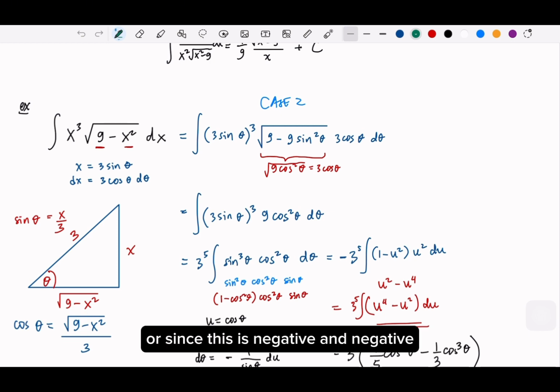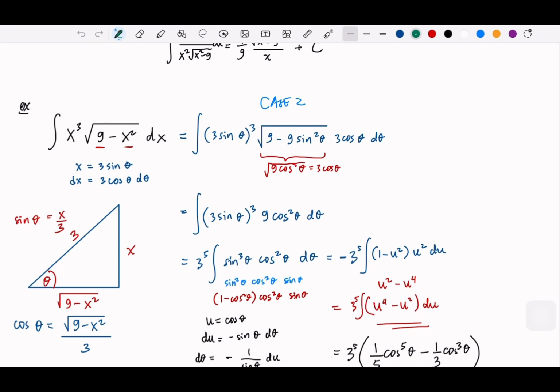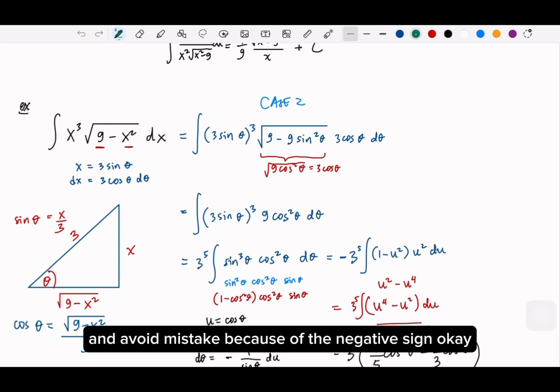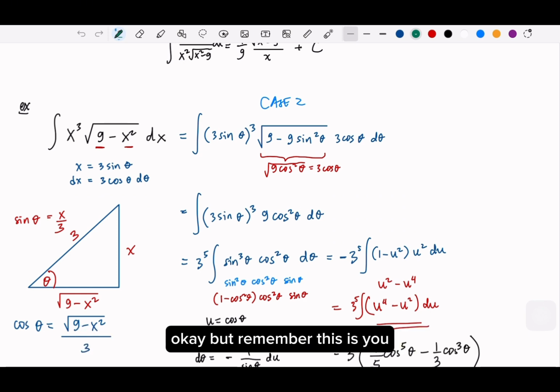Since this is negative and negative, I would like to change and make it all positive. So I will exchange this, become this. Same, right? Just to make it easier to read and avoid mistakes because of the negative sign. So u power 4, u squared, and we can integrate easily. But remember, this is u, and then we are going to change back u to theta, and theta back to x. Don't forget that, okay? So we are not yet finished.